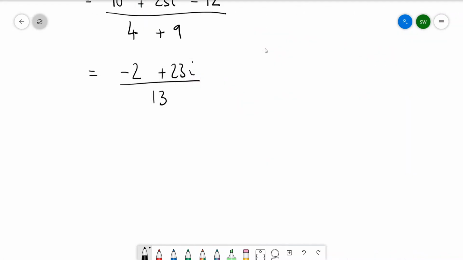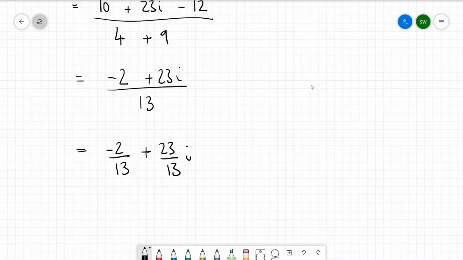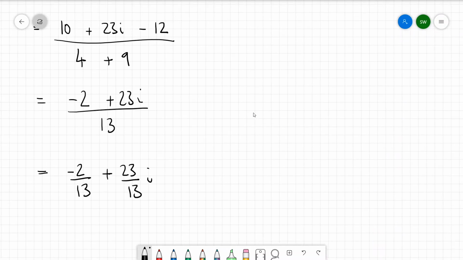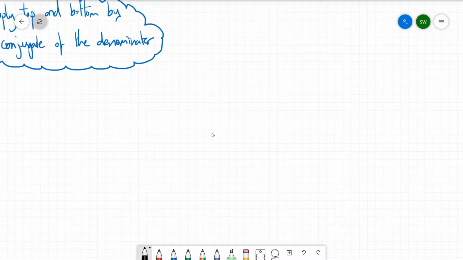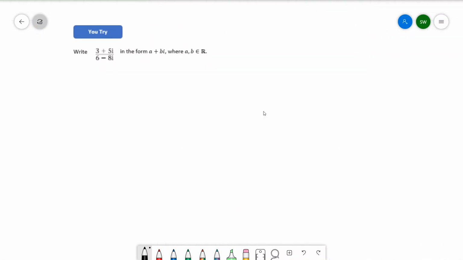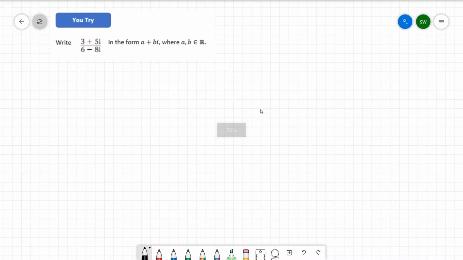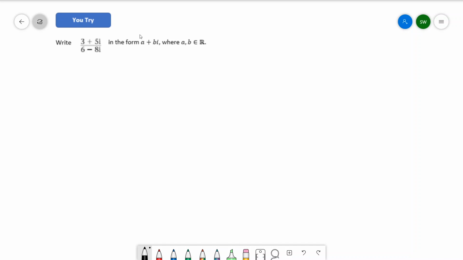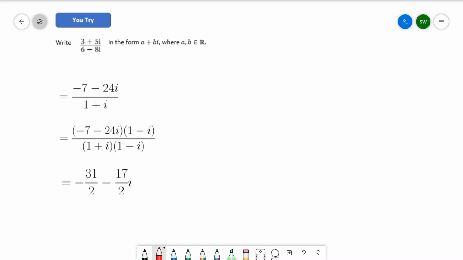So we want to write that really clearly in this a plus bi form. So we're going to split this up into two fractions. Minus 2 over 13 plus 23 over 13 i. Now, before you have a go at the exercise, you can have a go at a few more questions, or you can just have a go at the exercise now, you choose. So if you want to have a go at a question before you have a go at the exercise, you can work out what this is in the form a plus bi. I'll give you a chance to pause the video.